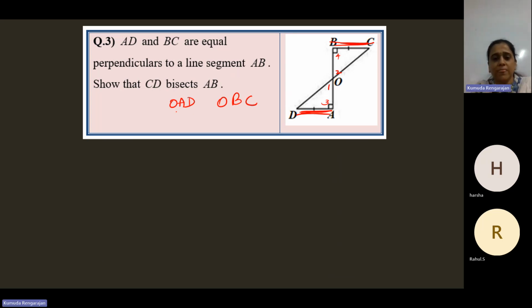Match the angles. This is angle 1, this is angle 2. Angle 1 is equal to angle 2. This is angle 3 equal to angle 4. So from this, you can see OA is equal to OB, CPCT. So if OA is equal to OB, that means O is the midpoint of AB.